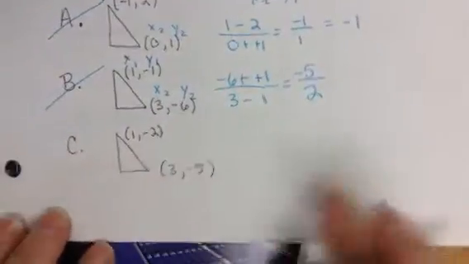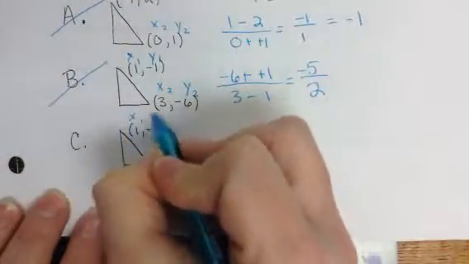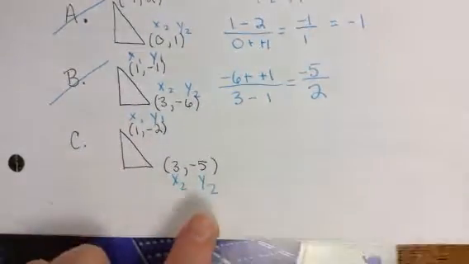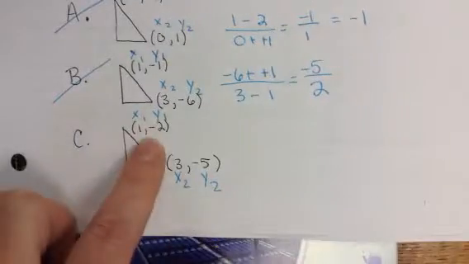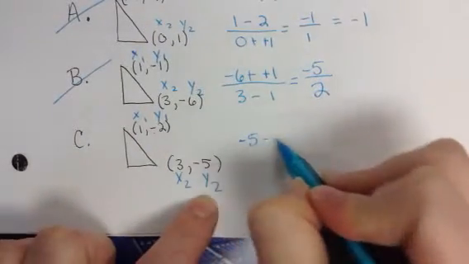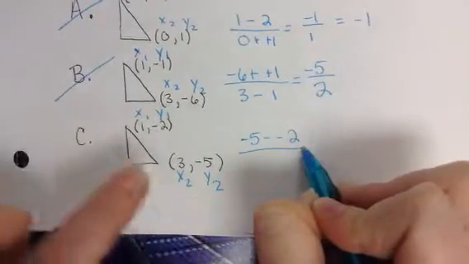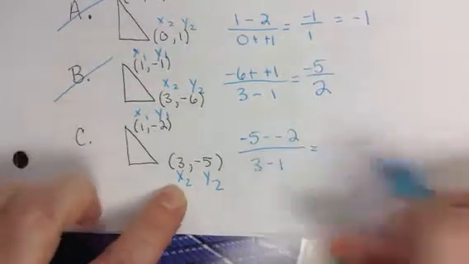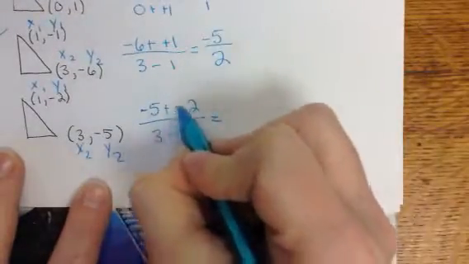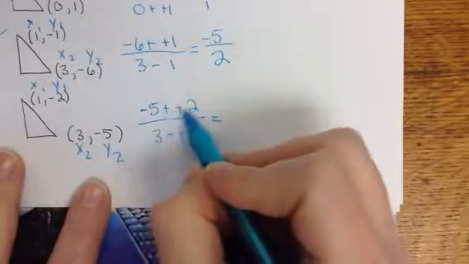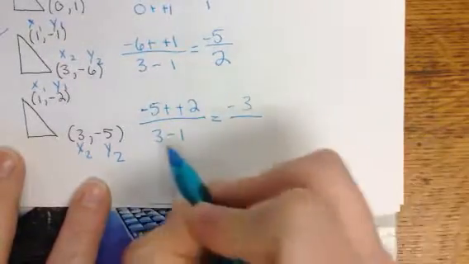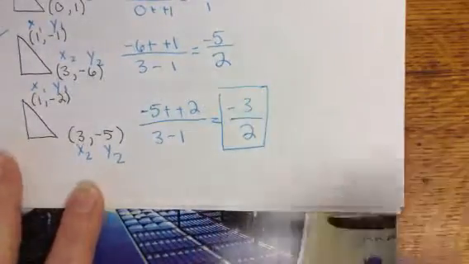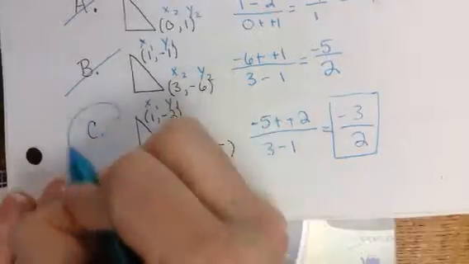I'll mark it out. I'll label x1, y1, x2, y2. The top of the formula said y2 minus y1, so I write negative 5 minus negative 2 over x2 minus x1, so 3 minus 1. Minus a negative changes to a plus, so negative 5 plus 2 is a negative 3. 3 minus 1 is 2. This one matches the slope that I got for the one at the top. C is the right answer.